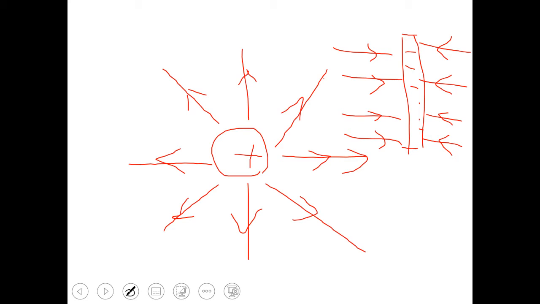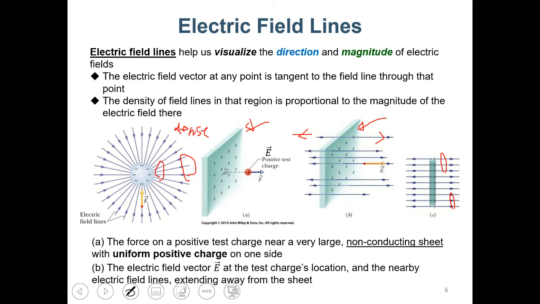So this is to visually express relatively how large the electric field is. The force on the positive charge near a very large non-conducting sheet with uniform positive charge on one side.